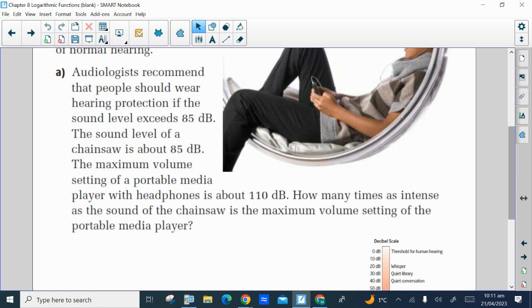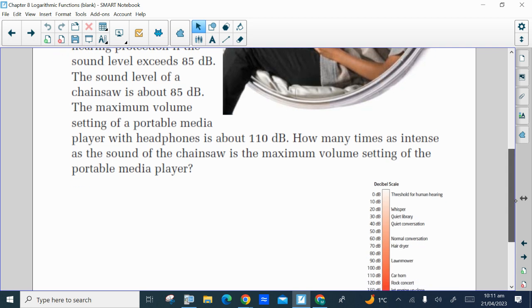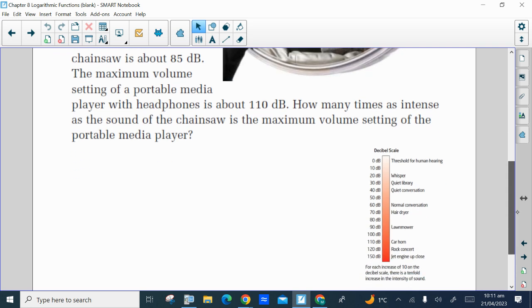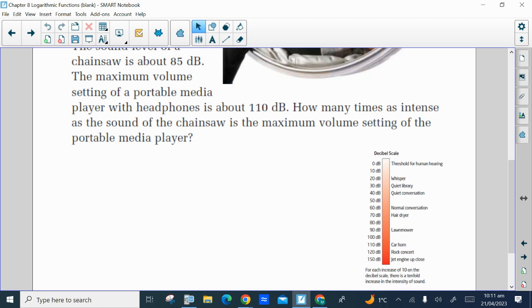So if we want to know how many times more intense the media player is compared to the chainsaw, that will be found by division. If you want to know how many times greater one thing is compared to the other, you will divide those two, whatever's being measured. All right? And to set this up, remember that the quotient law of logarithms involves subtraction of individual logs. If you have subtraction of individual logs with the same base, you can combine them into one expression using the quotient law. So because of that, we're going to set this up initially by using a subtraction statement involving logs with the same base, which will then allow us to combine them into one using a quotient.